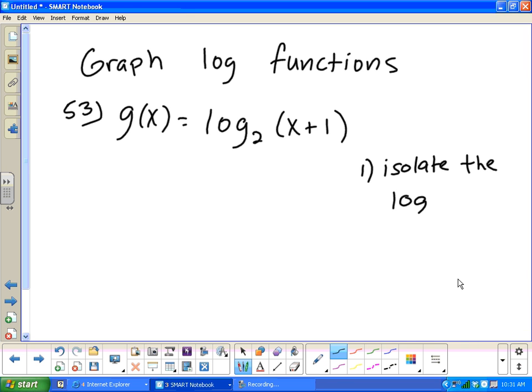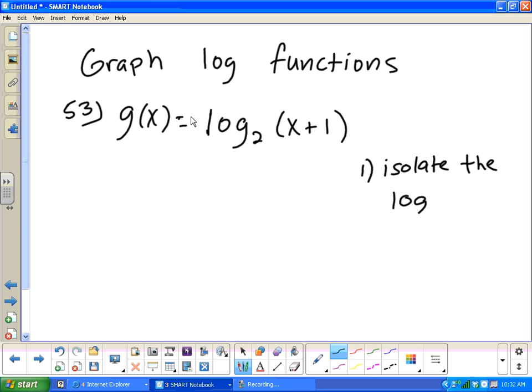Now, the log doesn't necessarily mean log base 2. What's the log here that we're really talking about? It's the x plus 1. That's the logarithm, so we want to isolate that. In this case, it's already by itself. What would happen if I had a 2 out in the front? I would divide by 2 on both sides. I don't have that. If I had a plus 2 over here, I would subtract 2 from both sides.